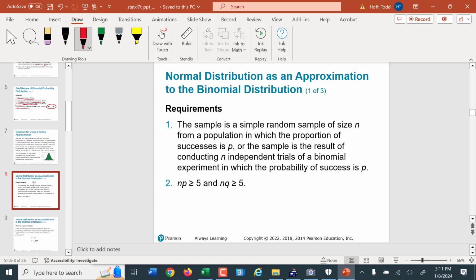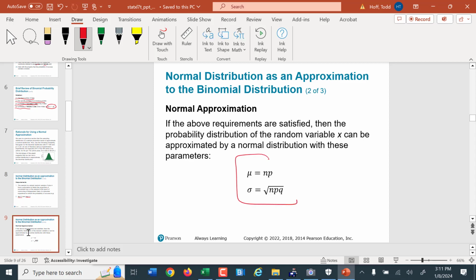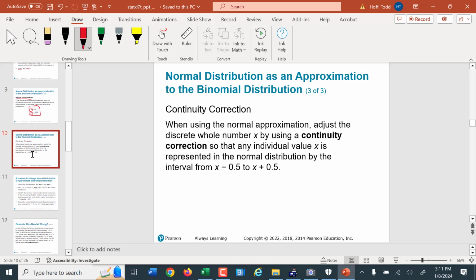So again, to review, we must reasonably expect at least 5 successes and 5 failures for this to work. And we need to know N and P so that we can find the mean and standard deviation of our distribution using these formulas again. And so we are going to use the normal probability given that mean and that standard deviation, and of course the continuity correction, going from 0.5 below to 0.5 above to get a single value. So I'm going to do a couple of examples here.